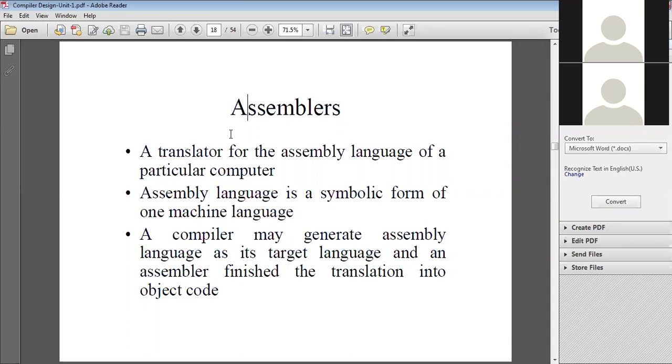Assembler, another category, also converts assembly language into machine language. So these are the translators. Anybody can ask about the translators: what are the different translators? How will you define a translator? Translators are system software.